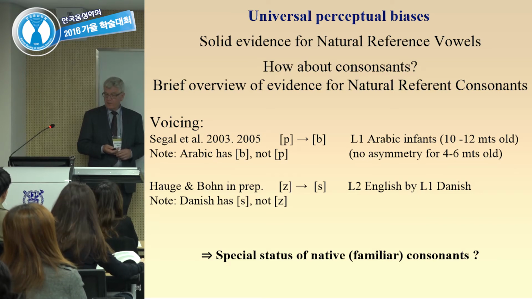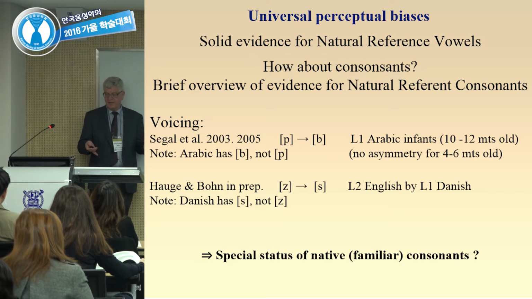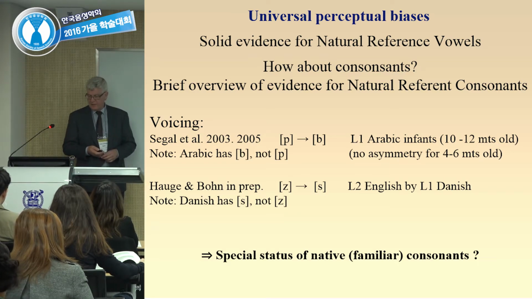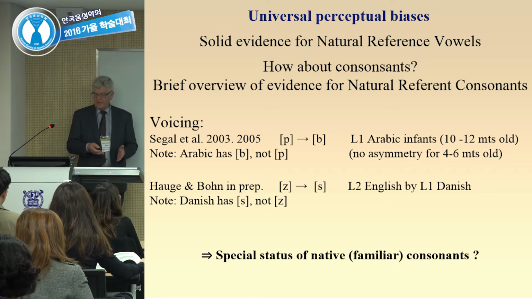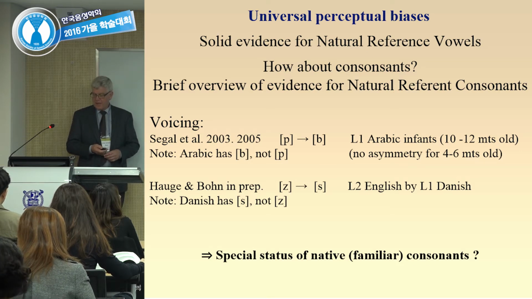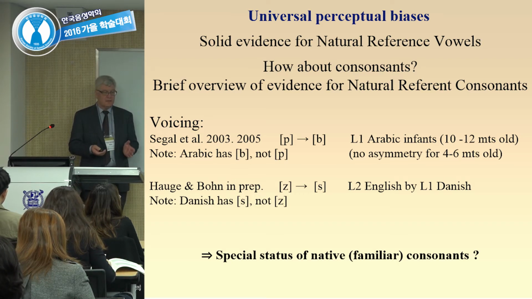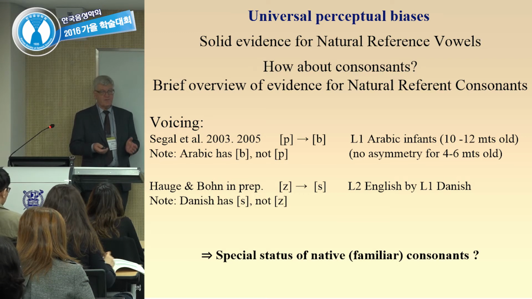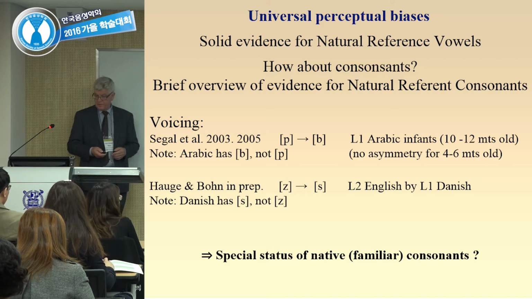Okay? And then about voicing. Voicing is really somewhat, evidence is not really there yet, and it's ambiguous. Because the study that we've conducted in Denmark seems to indicate that the change from a voiced to a voiceless is easier than the other way around, which was supported in other studies by Arabic infants. So here we may have a special status of native, the so-called familiar consonants. In all other cases, it's not necessarily the case that we have a special status of native consonants. We have a special status of a particular phonetic type of consonants. Okay.